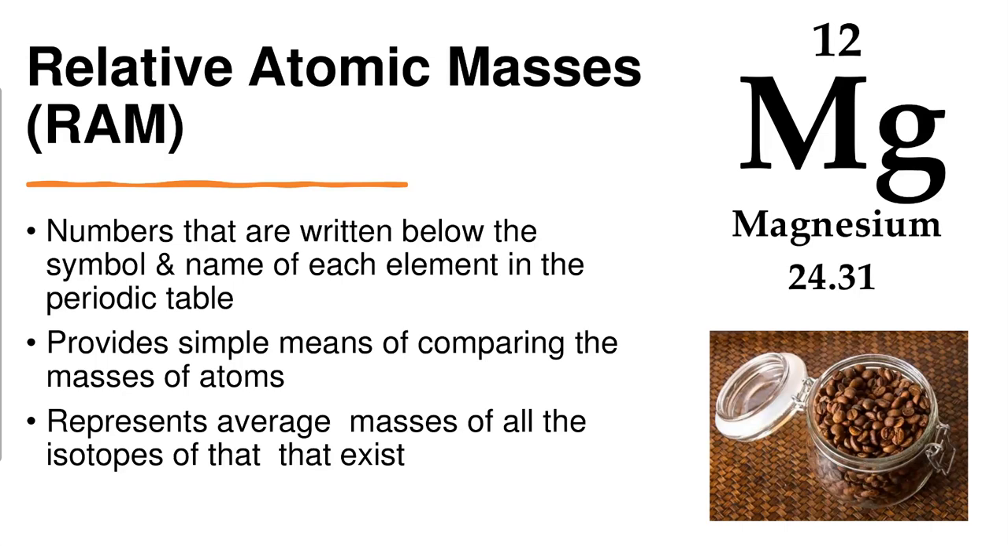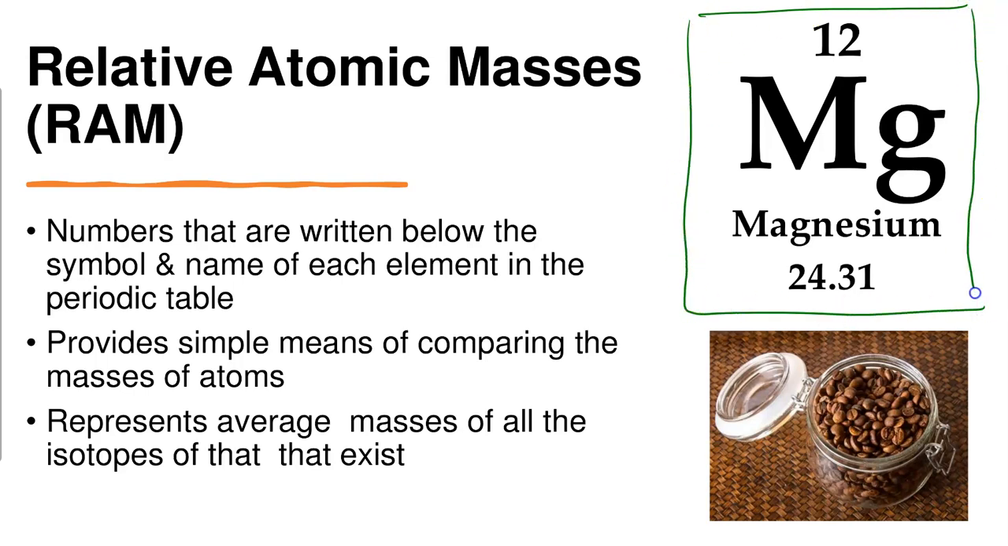So let's start with the relative atomic mass. When you look at your periodic table, you're going to see some numbers written below the symbol and the name of each element. So take a look at what I have here. This is like what you have in the box of magnesium. Here you have, of course, the atomic number of magnesium, 12. You have the symbol here. Now you have the name, magnesium, and finally you have this number.